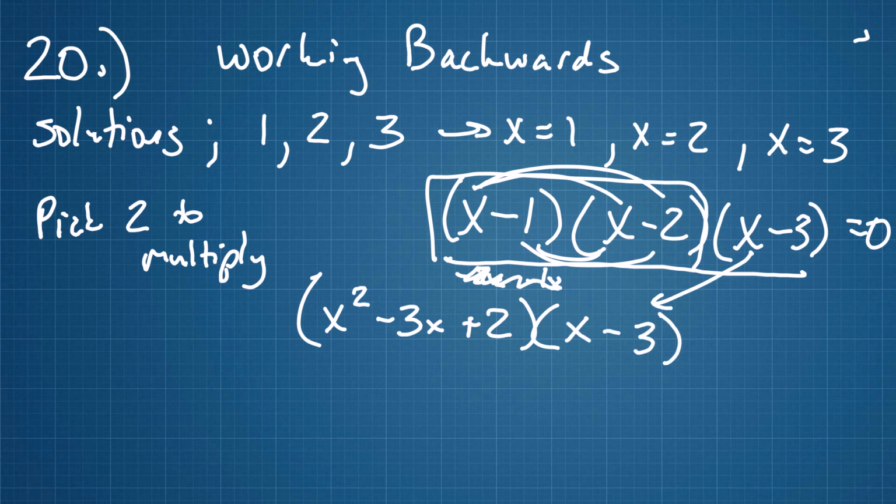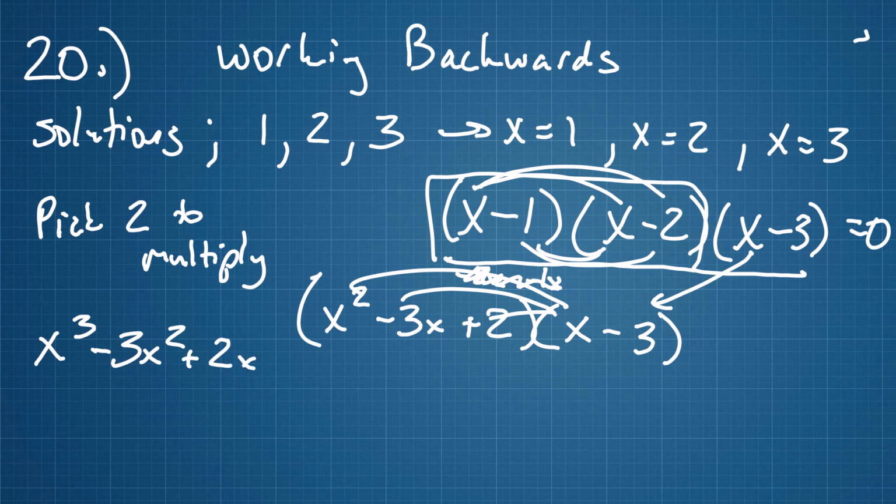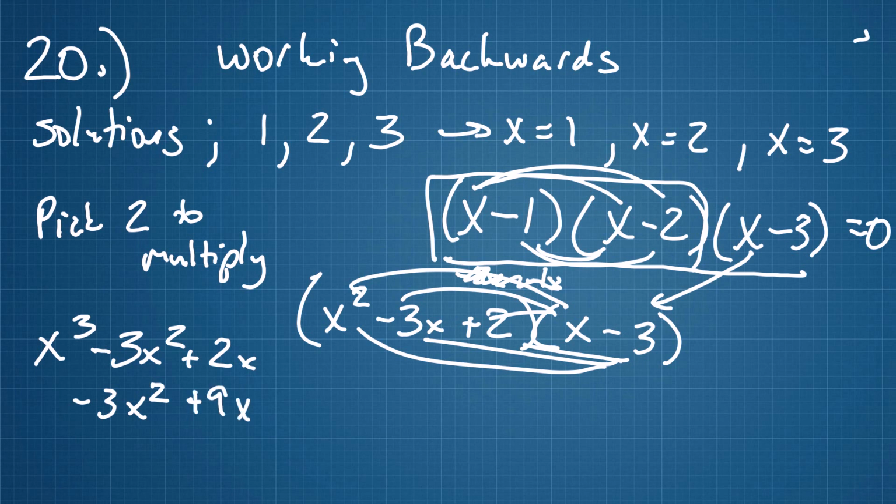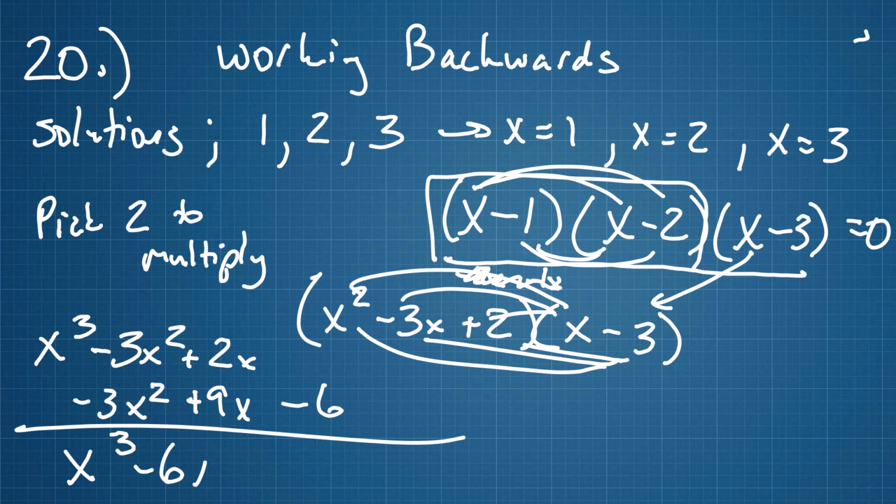Now I just have to multiply. I'm going to take x to everything. So I get x times x squared is x cubed. X times minus 3x is minus 3x squared. X times 2 is plus 2x. Now I'm taking minus 3 to everything. Minus 3 times x squared is minus 3x squared. Notice I line everything up. I line the x squareds up so I don't have to do anything thinking about it later. Minus 3 times minus 3x is plus 9x. Minus 3 times 2 is minus 6. I combine everything. So my answer is x cubed minus 6x squared plus 11x minus 6.